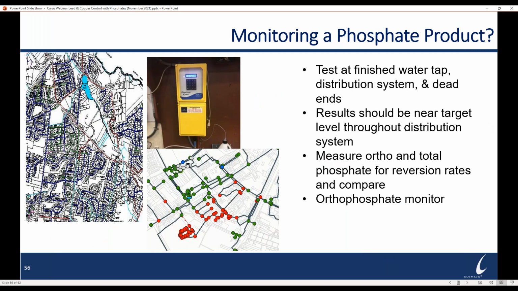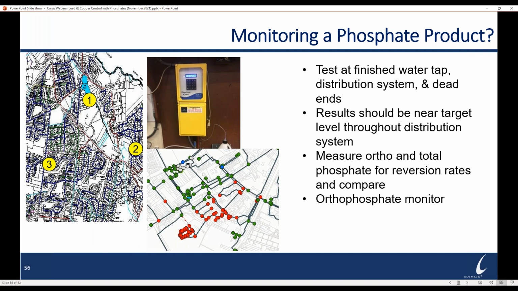Ideally, you measure a phosphate product at a couple points in the distribution system. Test at the water plant itself, test out in the distribution system, and then maybe test at a far point. What you're going to try to target is your residual level should be pretty consistent once you've established that anodic film in the system. They should be pretty consistent throughout the distribution system. Now, if you are feeding an ortho poly blend, because that poly will revert to ortho, you might see your ortho level climb as it goes through the system, so your far point might have a slightly higher orthophosphate residual as that poly reverts to ortho.